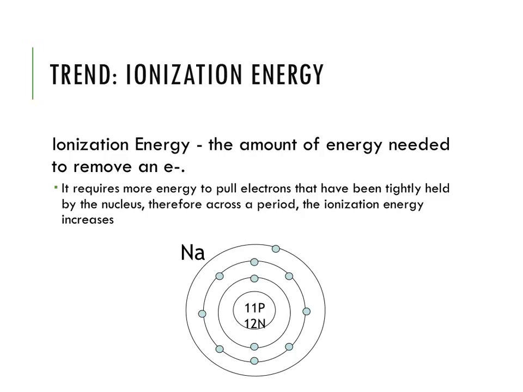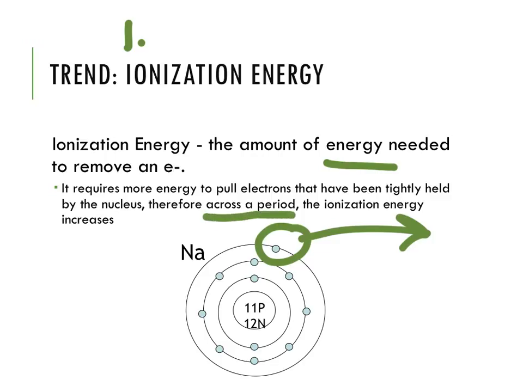Alright, so the first trend that we're going to talk about today that's new is a trend with something called ionization energy. So for ionization energy, we're looking at how much energy it would take to actually pluck an electron off of an atom. Now what we know is that as you go across a period, so left to right, ionization energy is going to go up.